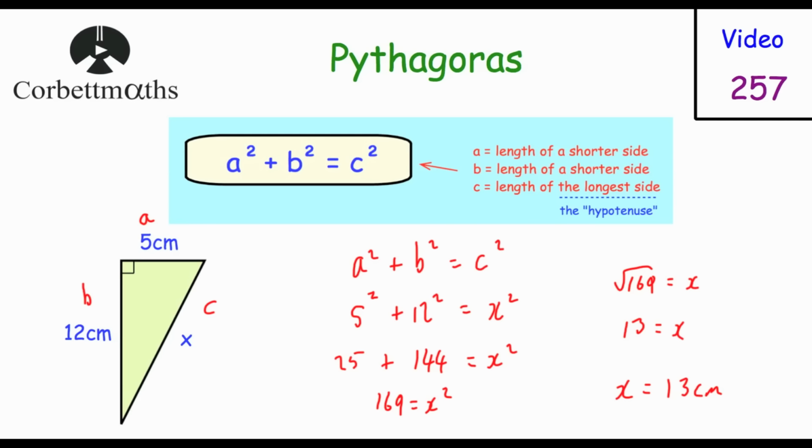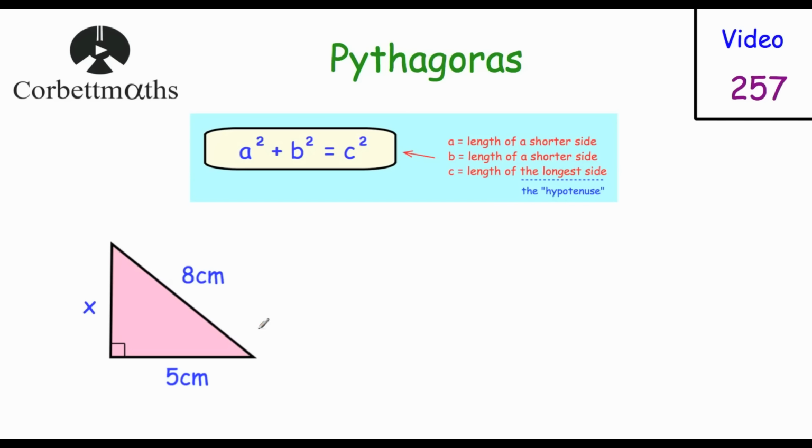Okay, let's have a look at a right angle triangle where we're trying to find the length of one of the shorter sides. So here's a right angle triangle, and again Pythagoras' theorem is a squared plus b squared equals c squared. So let's label our sides. Now we don't actually know which one's the shortest here, so I'm just going to label the x side a. I'm going to label the 5 centimeters b, and obviously the longest side will be the hypotenuse, the side opposite the right angle, so that will be c.